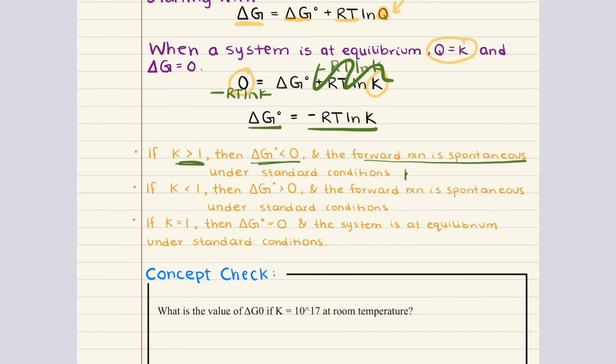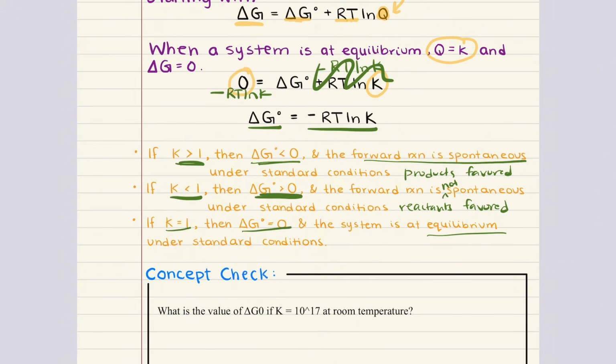On the other hand, if K is very small, much less than 1, then the natural log of K is negative, and multiplying by negative RT makes delta G naught positive. A positive delta G naught means that the forward reaction is non-spontaneous under standard conditions. So the equilibrium position lies to the left and it favors reactants. Finally, if K equals 1, the natural log of K is 0 and delta G naught is also 0. That means the system is perfectly balanced under standard conditions, with neither reactants nor products strongly favored.